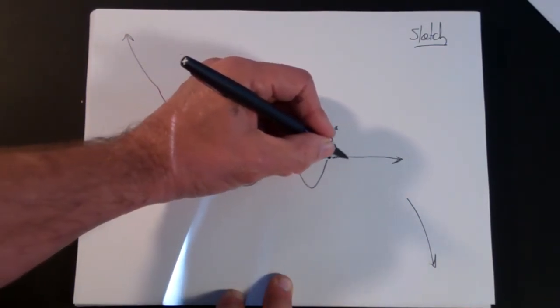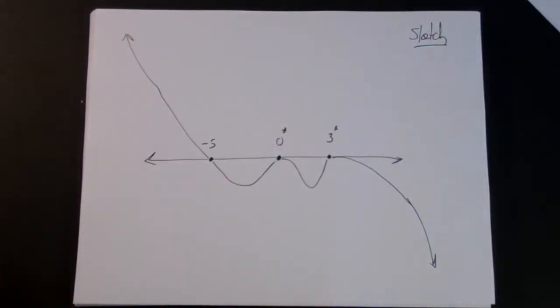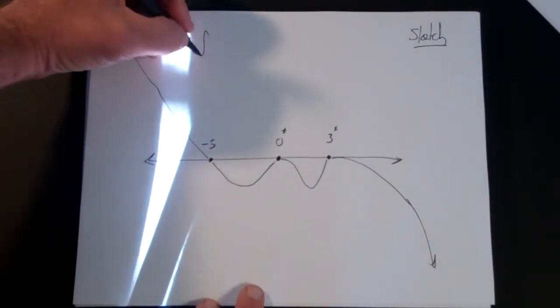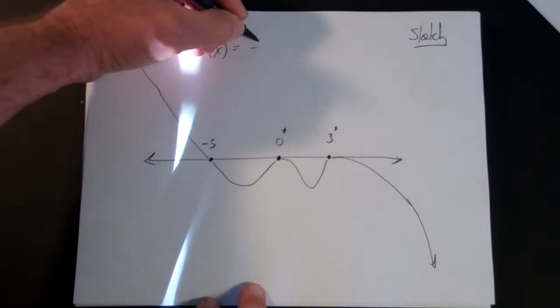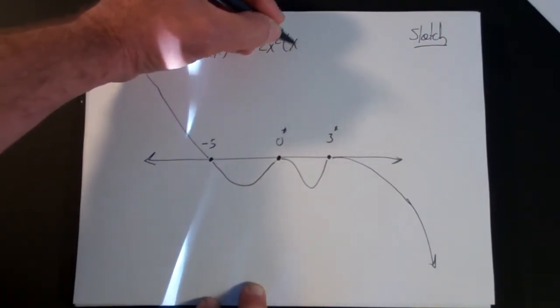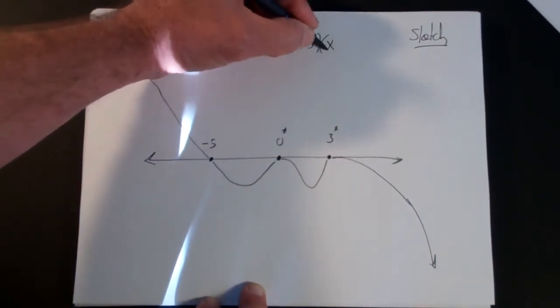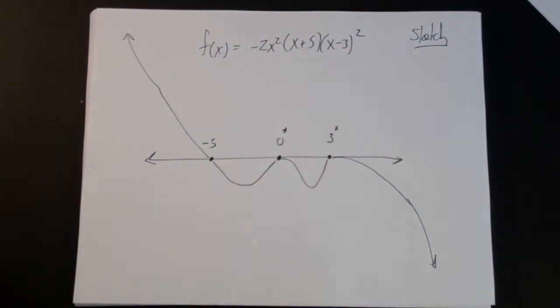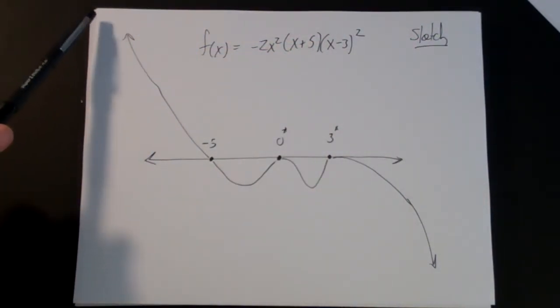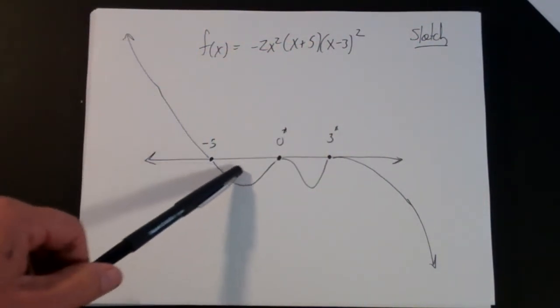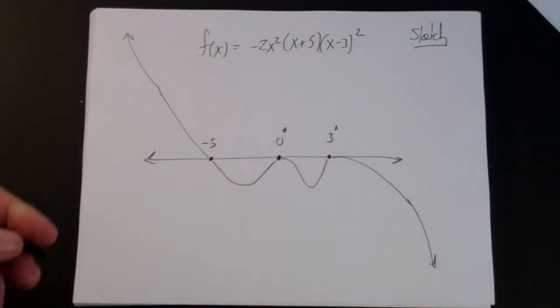And I don't really know exactly what it looks like. But that's a pretty good sketch of what f of x equals minus 2x squared, (x plus 5), (x minus 3) squared looks like. In some ways it's not as good as if you did it with a graphing calculator, but in other ways it's better.